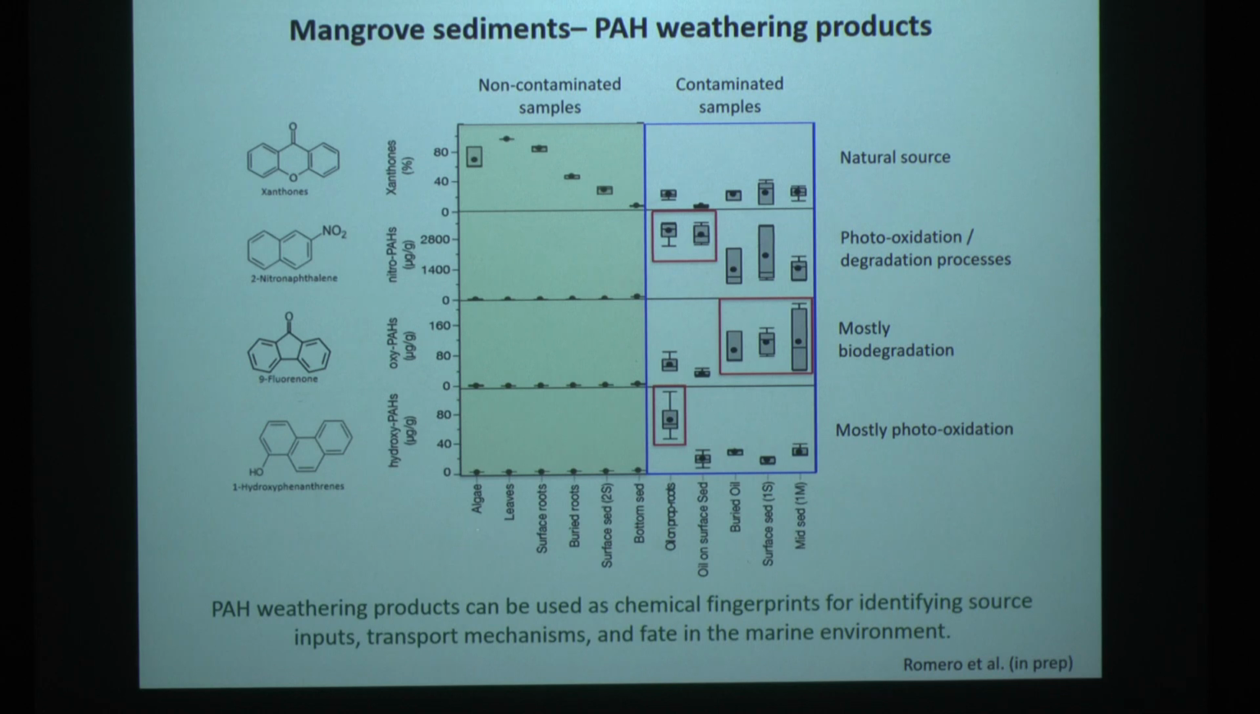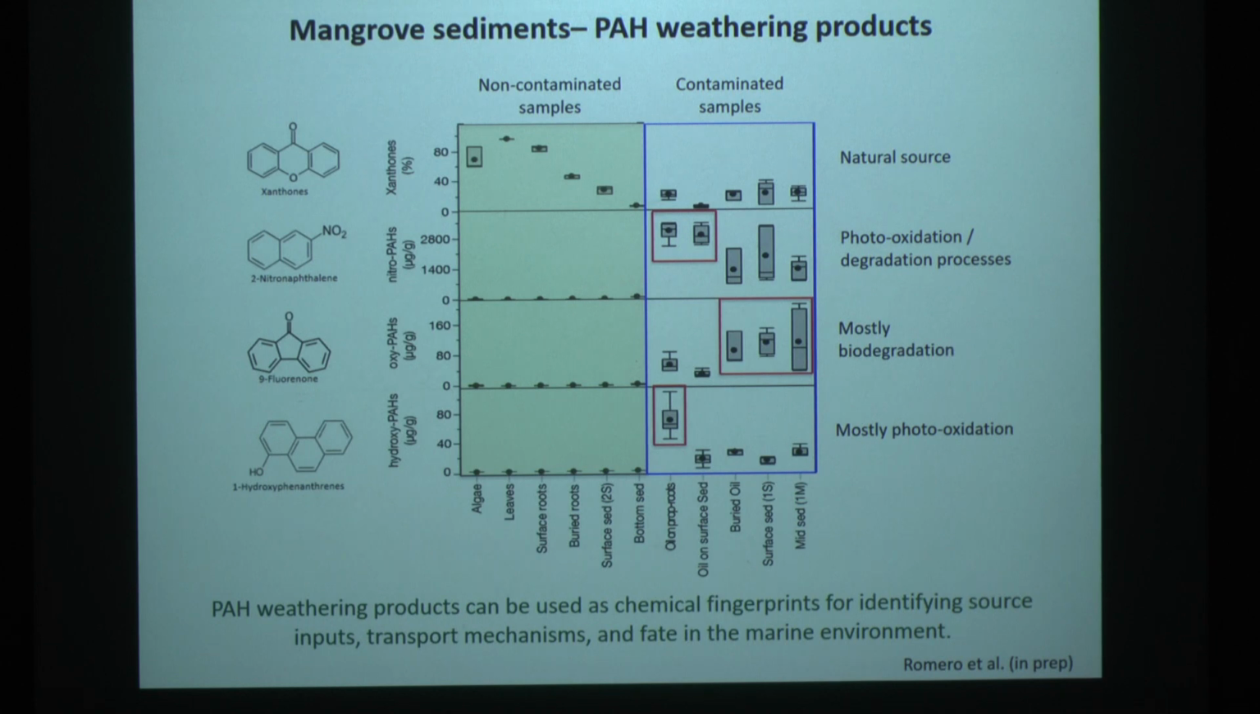On the left side are natural samples like algae, roots, and leaves that we collected in the environment. On the right side are samples that we determined through fingerprinting were contaminated with Ixtoc-1 oil from the spill. We found that naturally produced oxy-PAHs are very abundant in the natural samples and less abundant in the contaminated samples, and the opposite is found for the nitro-, oxy-, and hydroxy-PAHs. Also, the concentration varies among the types of samples, which means it depends on the oxidation and weathering processes that affect the concentration of these compounds.